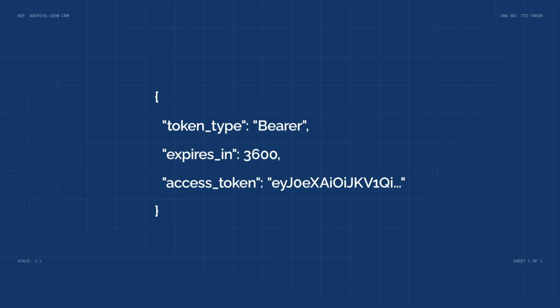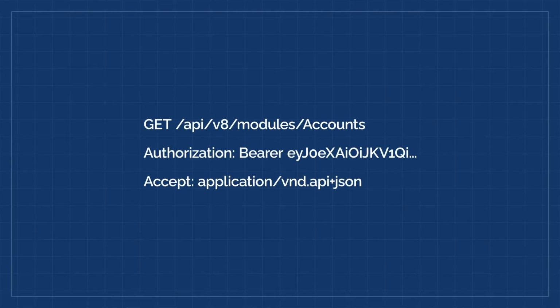Once SuiteCRM validates your credentials, it returns the following token response. SuiteCRM will validate the credentials and generate the response if everything is correct. To use this token, include it in the authorization header of your API request, as shown below.